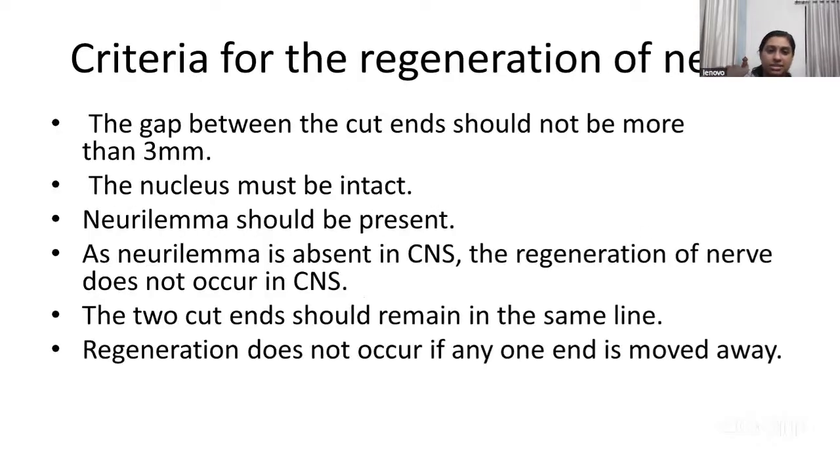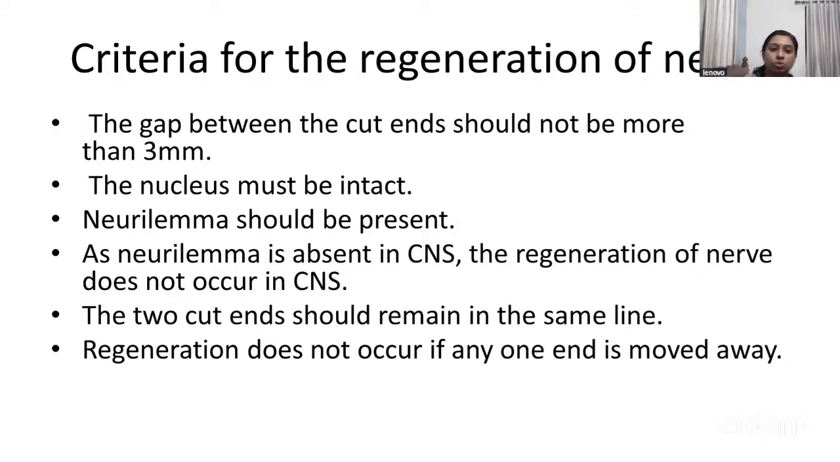So what are the criteria for the regeneration of the nerve? Whenever a traumatic injury is occurring to the nerve, some amount of regeneration can occur. So there are certain criteria to meet for the regeneration of the nerve. First, the gap between the cut ends should not be more than 3 millimeter. The cut ends should be as near as possible, i.e. the gap should not be more than 3 millimeter.